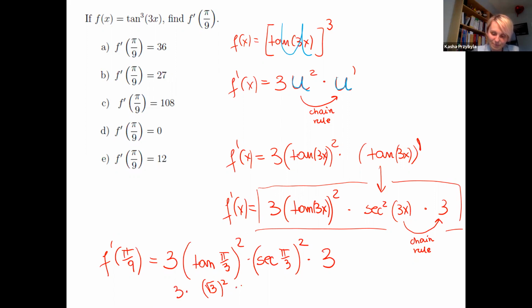Okay, 3. And secant, what's the secant? Secant is the reciprocal of cosine. What's the cosine of 60? Do you know cosine of pi over 3? 1/2. Let's flip it. 2. Okay, 3. Root 3 squared is 3. 4 and 3. 3 times 3 times 3 times 4. We can go 9 by 12.